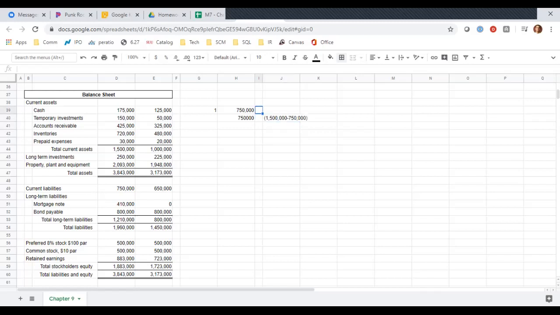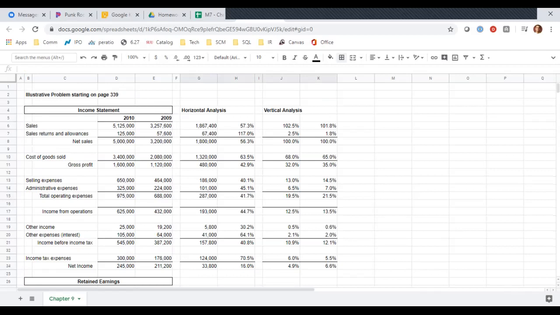Okay, so make sure that you're using referential formulas for all of those ratios that you're going to be calculating in your homework this week. As always, if you have any questions that aren't answered in the video or the book, please feel free to reach out.